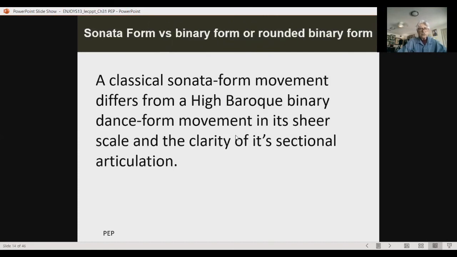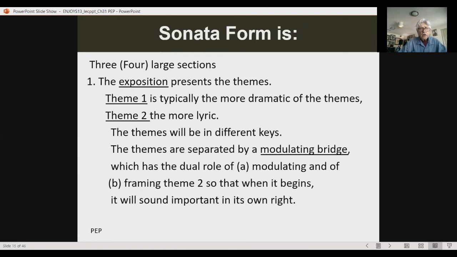So a classical sonata form movement differs from high Baroque binary dance form movement in its sheer scale and the clarity of its sectional articulation. So we're not in the Baroque style, we're in the classical style. All right, so the sonata form generally has 3 sections. I put 4, and it could be even more than that, but let's say that it has 3 sections we consider to be the exposition, the development, and recapitulation.